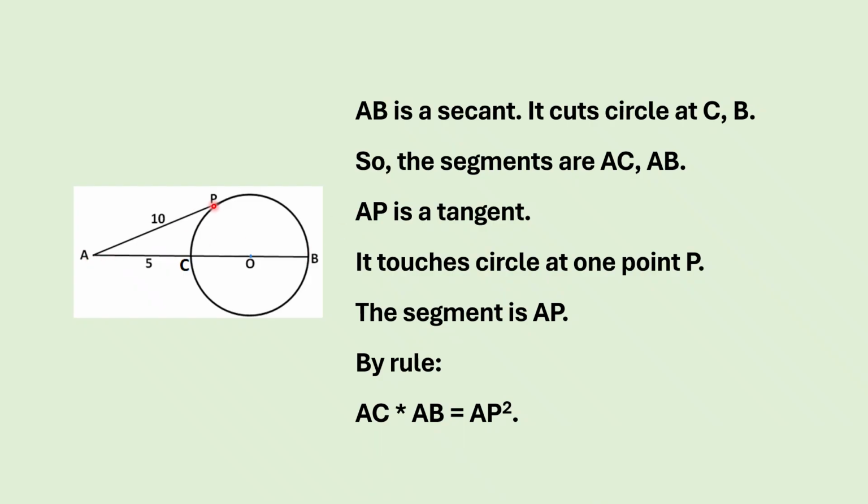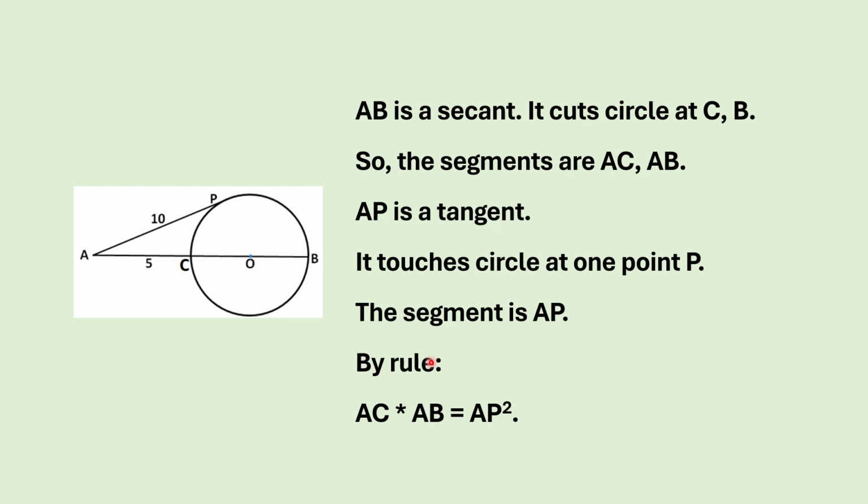AP is a tangent. It touches the circle at only one point P. The secant cuts the circle at 2 points C and B. The tangent will touch the circle at only one point P. It will have only one point of contact. And the segment is AP, the tangent.